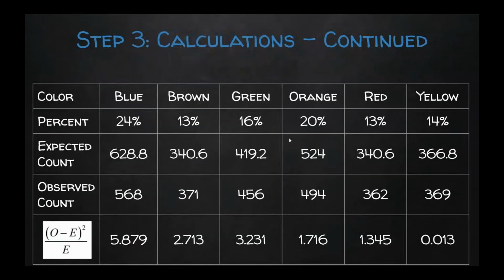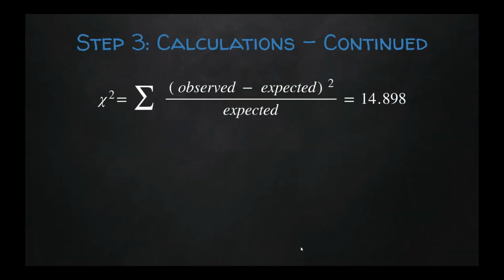Here is the table again of our expected and observed counts with the contributions for each color listed down here below. For each color, I did the observed minus expected squared divided by the expected. If we add these all up, we get 14.898. Now let's jump over to Desmos to take this test statistic and turn it into a p-value.